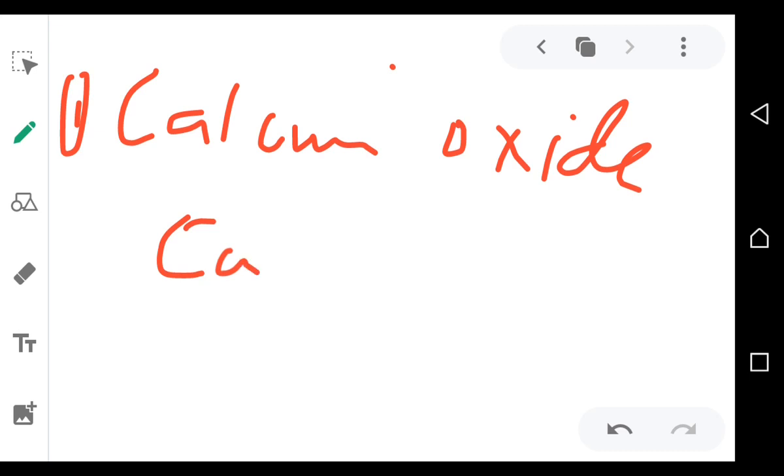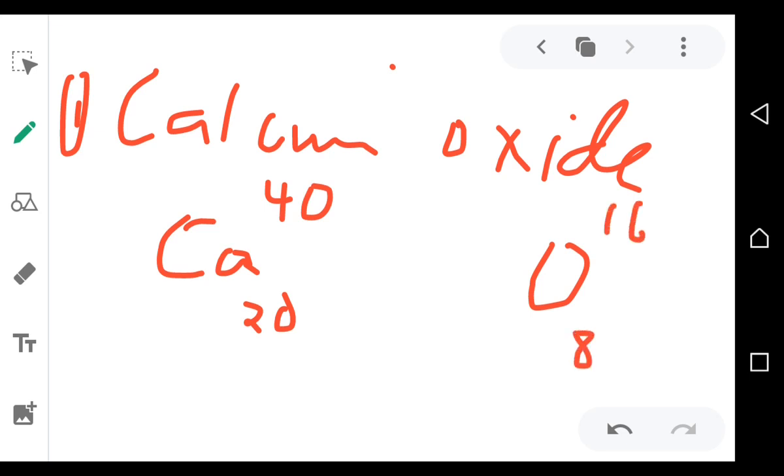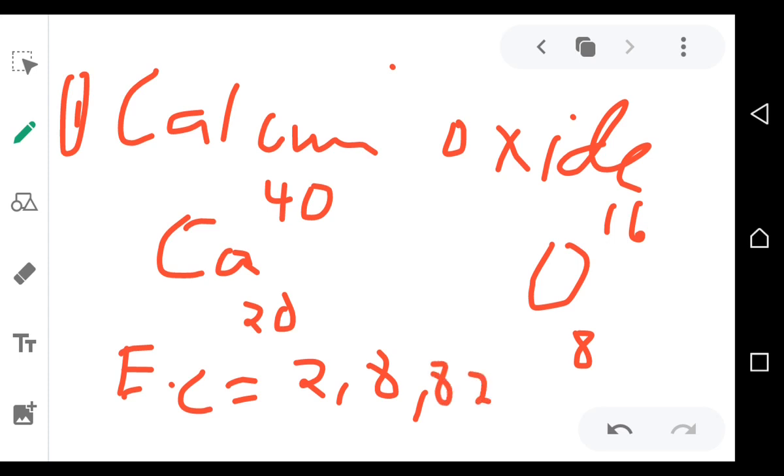Calcium is like this. Check the periodic table. You find that calcium is 20 there, 40. Oxide comes from oxygen, and the radical, the nuclide, I mean, here it's 8, here it's 16. The next thing you do, you write the EC. Okay, EC is 2, 8, 8, 2. That is for calcium.